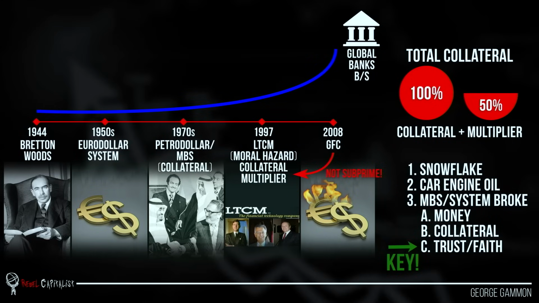Now, moving on here, let's go to this timeline. I think this will make more sense. We start with Bretton Woods in 1944. That's when the dollar becomes a reserve currency. Then we go to the 1950s, and up comes the eurodollar system. Why? Because 60% of the transactions globally were settled in dollars.